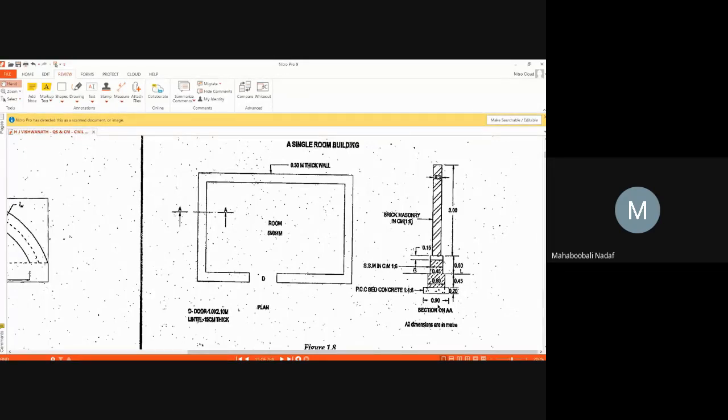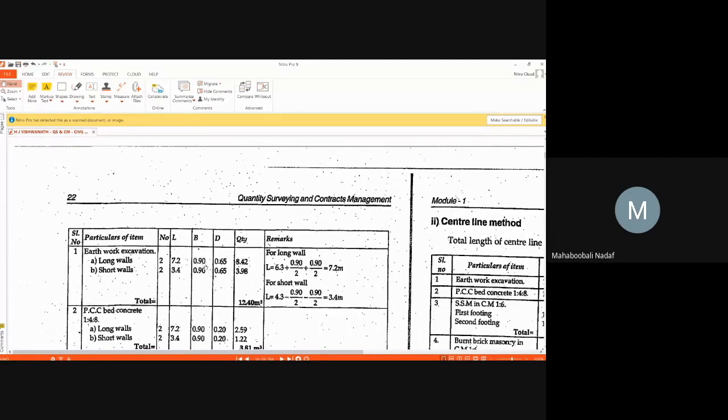So we are calculating the first item, that is excavation. You have written the long wall with the same dimensions, and the short wall also with the same B and D. So these four things you have written, two numbers for long wall. For that item, B by 2 is 0.9 by 2, again B by 2 is 0.9 by 2. Remember. So this calculation will give you how much? 7.2. Some persons can use a calculator to easily cross check.